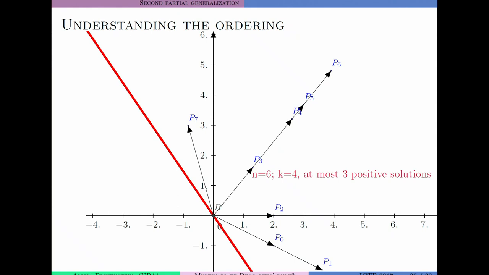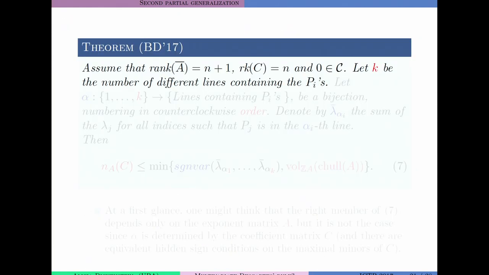Why? So the theorem is a little bit complicated. Let me try to parse it for you. We assume that the rank of this matrix A bar is n plus 1, as I was doing. The rank of C is n. And zero lies in the positive cone of the column. So the necessary condition is satisfied.